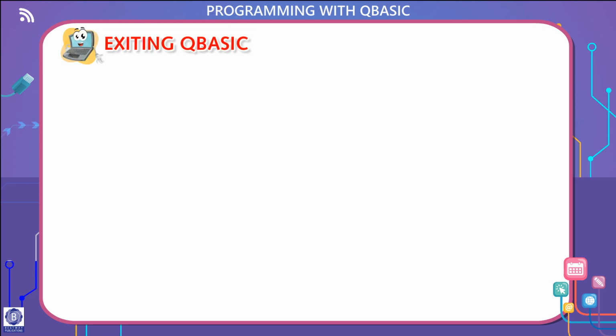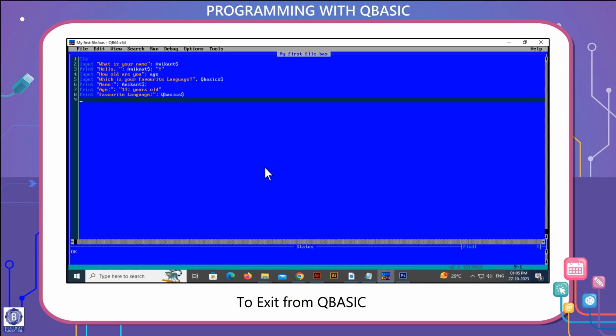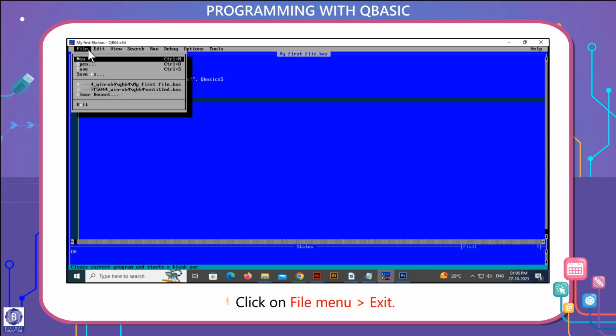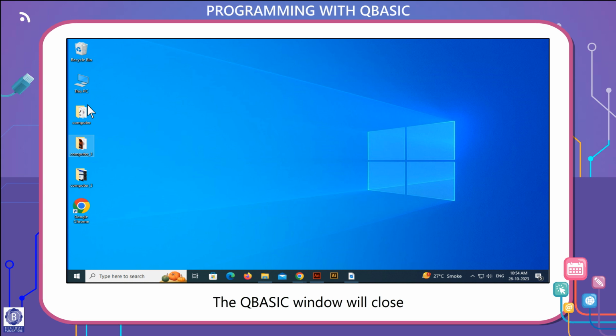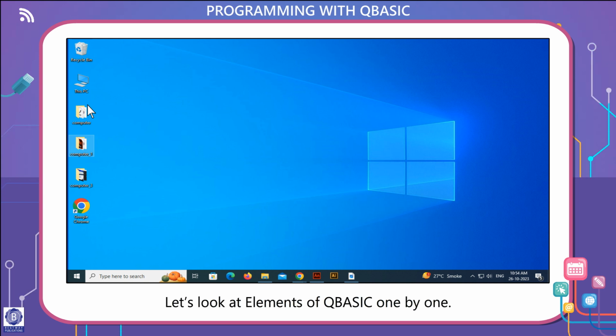Exiting QBasic. To exit from QBasic, click on the File menu and go to Exit. The QBasic window will close. Now let's look at the elements of QBasic one by one.